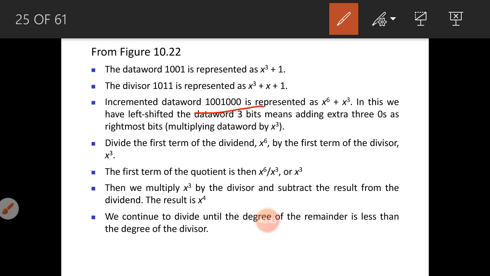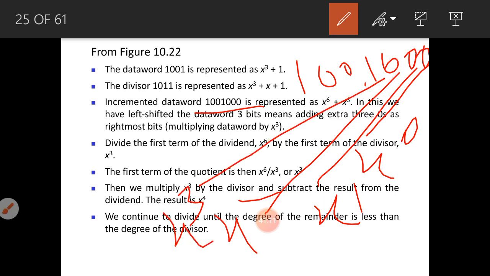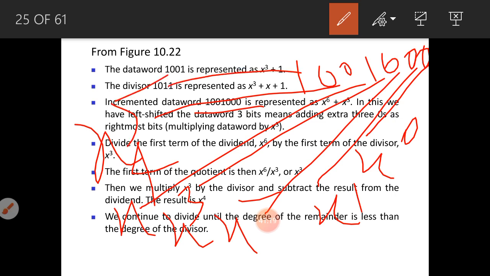This can be represented as x raised to 6 plus x raised to 3. How? We can take 1 0 0 1 0 0 0. This 0 is x raised to 0, this 0 is x raised to 1, and this 0 is x raised to 2. This 1 is x raised to 3, and this is x raised to 4, and this is x raised to 5, and this last one is x raised to 6.